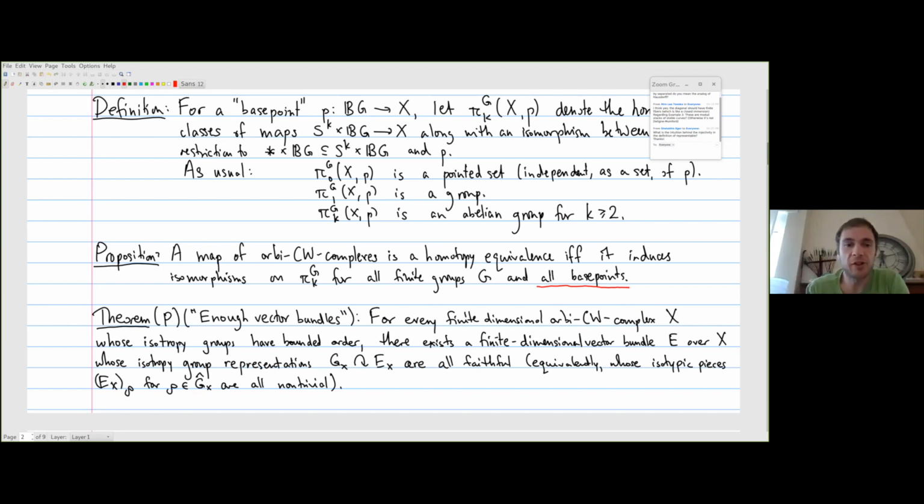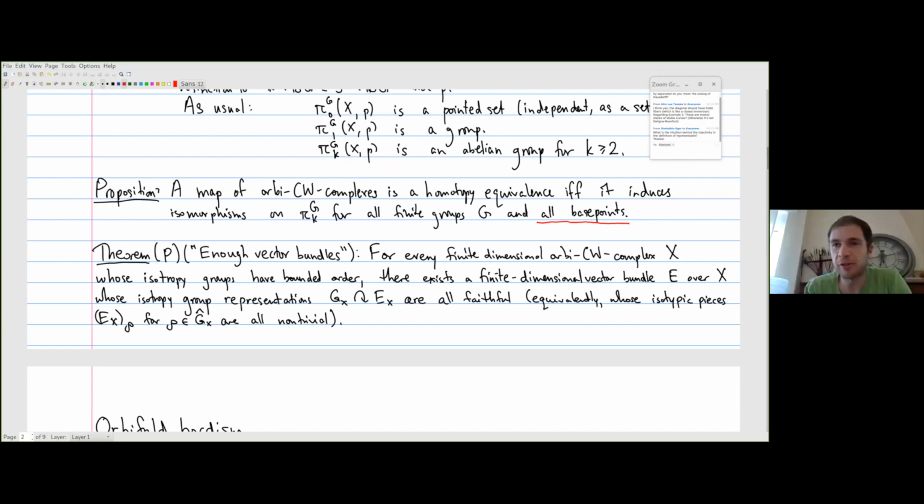Okay, so what does it say? For simplicity, we could say maybe X is a compact Orbi CW complex. There exists a finite dimensional vector bundle over it, such that the isotropy group representations have all of their isotypic pieces non-trivial, or equivalently, they're faithful representations of all of the isotropy groups. Okay, so this will be useful at various later points.